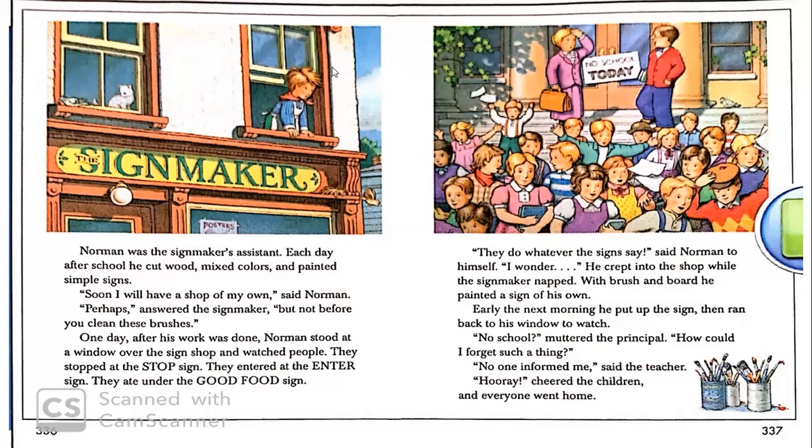What's the meaning of crept? Crept means moved slowly and silently. So Norman crept, that means moved slowly and silently, while the sign maker napped. What did he do? He painted a sign of his own. What is this sign? This is no school. But actually there is a school. In fact, there is a school, but the sign says no school.